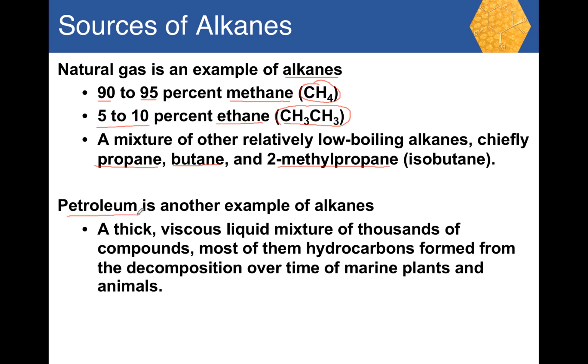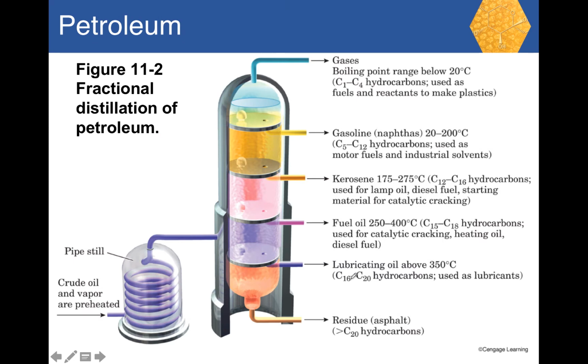Petroleum is another example of alkanes, and these are more viscous and heavier compounds, typically your kerosene or your tar, etc. As you can see here, they're from the decomposition of marine and animal life over a long period of time. So how do we obtain these different hydrocarbons from the fossil fuels? It's done primarily by distillation.